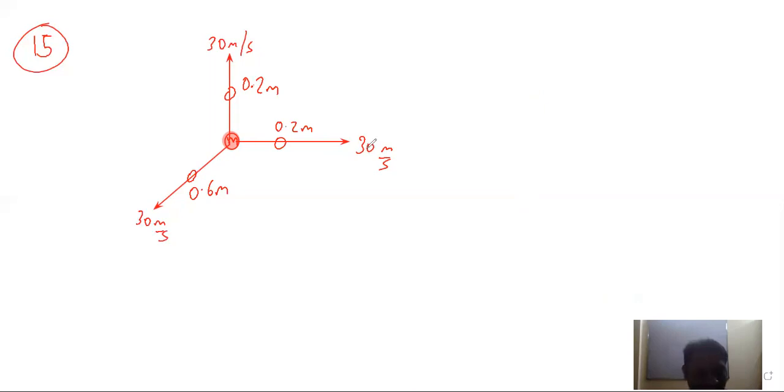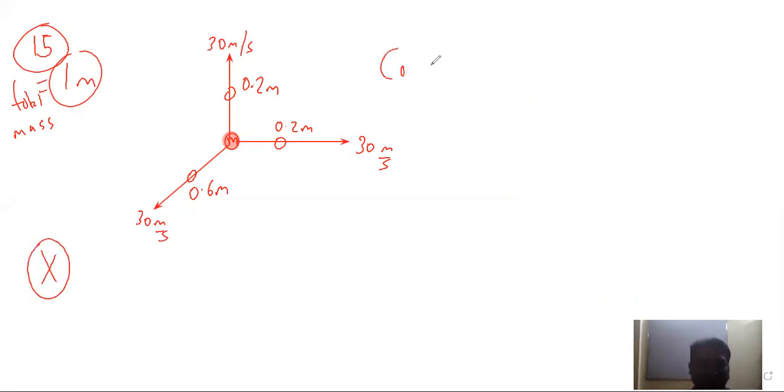After that, let us think about the total mass in this case. So 0.6, 0.2, 0.2, and 0.6. This is the total mass, which is 1 m. Now, if I consider the conservation of momentum along the x direction, what am I applying? Conservation of momentum. So let us find the equation for conservation of momentum first.